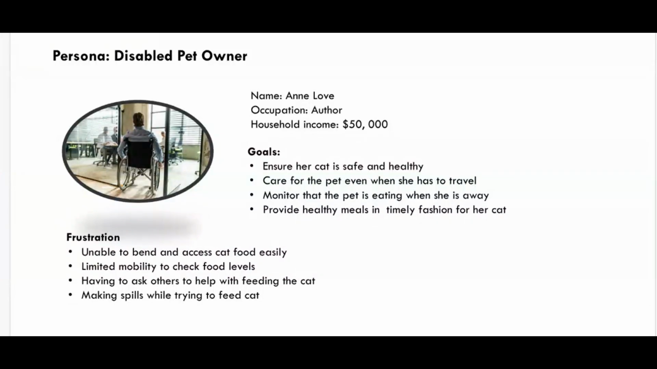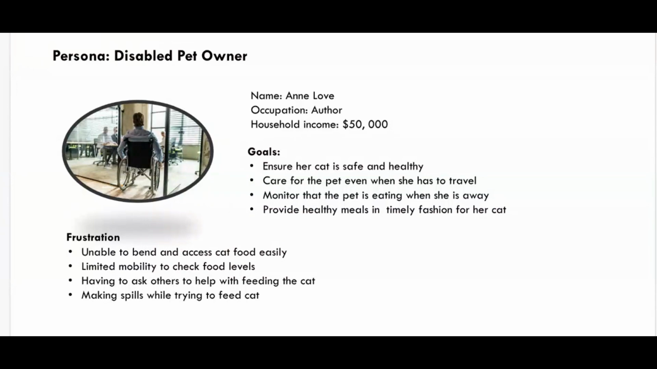And her frustration is that she's unable to bend and access the cat food very easily to replenish it. There's limited mobility to check the food level, so she can't really see if it's too full or not, and be able to have enough there for the cat. She has to ask others to help with feeding the cat when she's traveling or something like that.